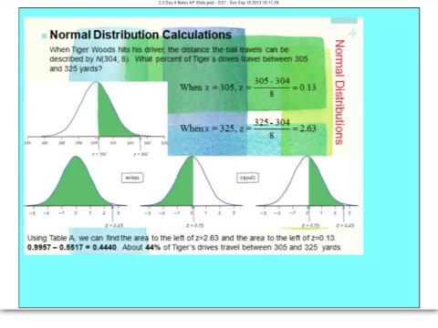When Tiger Woods hits his driver, the distance the ball travels can be described as a normal distribution with a mean of 304 and a standard deviation of 8 in terms of yards. That's how I'm interpreting that. What percent of Tiger's drives travel between 305 and 325 yards?